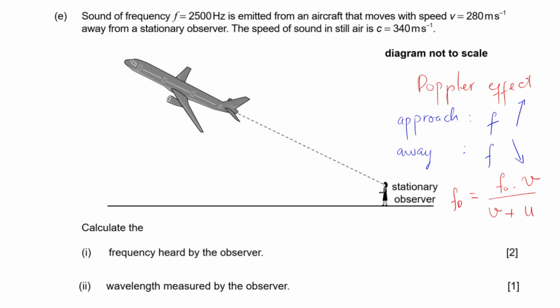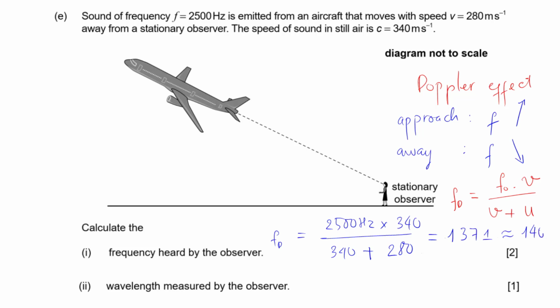Now, plug the numbers into this equation. The frequency heard by the observer is 2500 Hz multiplied by the speed 340 meters per second, then divided by 340 plus 180 meters per second, and the result is 1371, or I can round it up to 1400 Hz. And the final question: the wavelength measured by the observer.